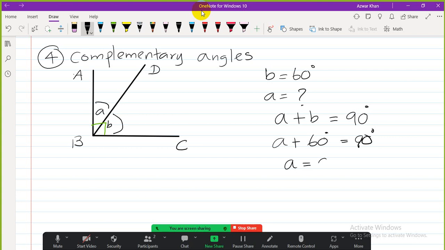Sir, is it 20? Why 20? 90 minus 60 is how much? 30. Very simple. When one angle is 60, the other one is 30. The sum is always 90. If one angle is 70 degrees, the remaining angle is 20 degrees, because 70 plus 20 is 90. So always the sum should add up to 90 degrees. If that is the case, then those are complementary angles.